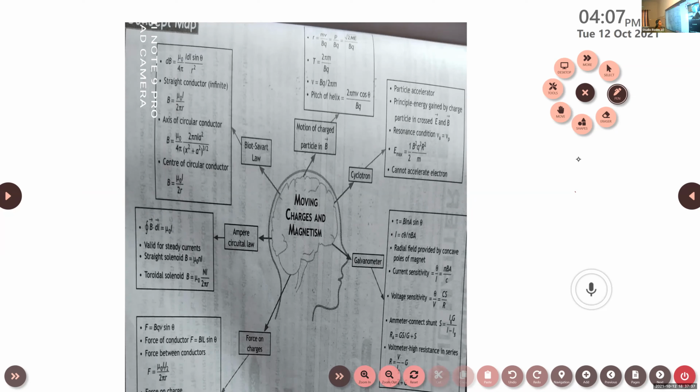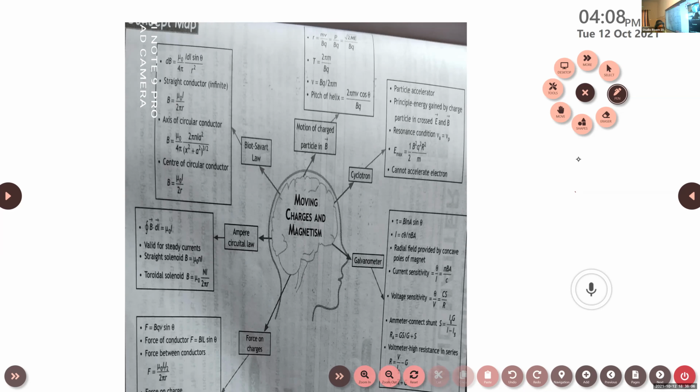Then we will discuss velocity selector. What do you mean by velocity selector? It is used to separate the charged particles. Yes, and what is the condition? The equation for velocity selector? V is equal to E by B. It is the ratio of electric field to that of the magnetic field.